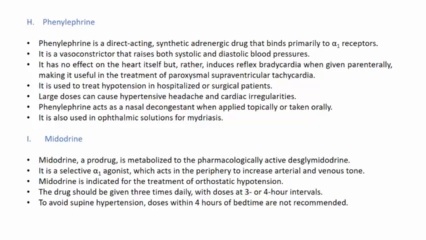Another agent is the midodrine اللي هو عبارة عن prodrug metabolized to the pharmacologically active desglymidodrine ويكون selective alpha-1 agonist acting in the periphery to increase arterial and venous tone, indicated for the treatment of orthostatic hypotension. وأيضا the drug should be given 3 times daily with doses at 3 or 4 hour intervals. So this is the information related to this agent.